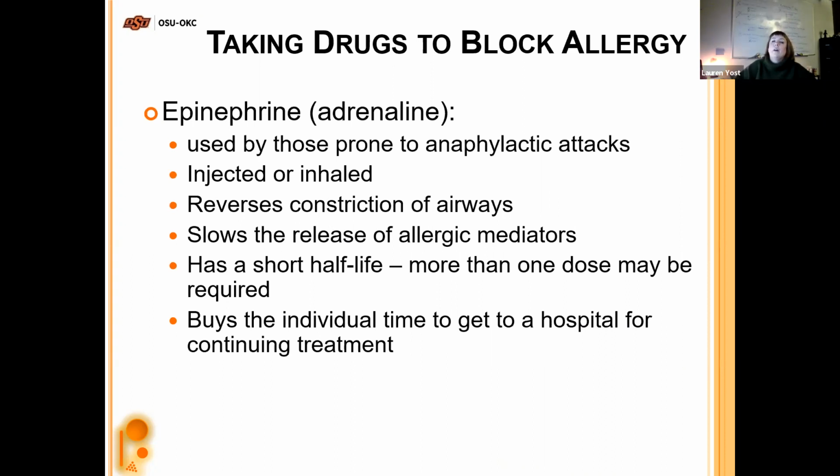You have an allergic reaction and you need to save your life. The best way to do that is, like we say, with an EpiPen. So that's going to be an epinephrine or adrenaline pen. You inject it or inhale it. You can use them in inhalers as well. It reverses constriction of the airways, slows release of allergic mediators like histamine and stuff like that. So it can buy you the time to get to a hospital for continuing treatment, but it is not something that you're meant to do in place of treatment.